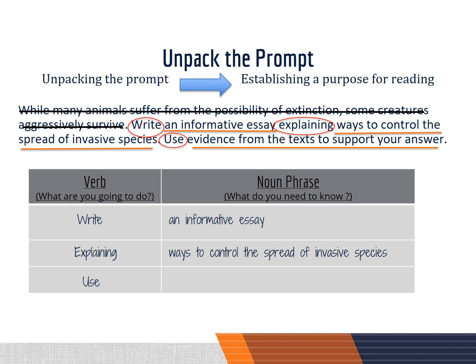So on the FSA, I don't ever want you to just be like, oh, well, this specific story or article has all the information that I need to write my essay, so I'm just going to pull quotes from that one. No, I can guarantee you that your FSA is going to say use evidence from multiple texts or multiple sources. That means you have to use at least two. So back to our noun phrase, what are we using? Evidence from the texts to support our answer.